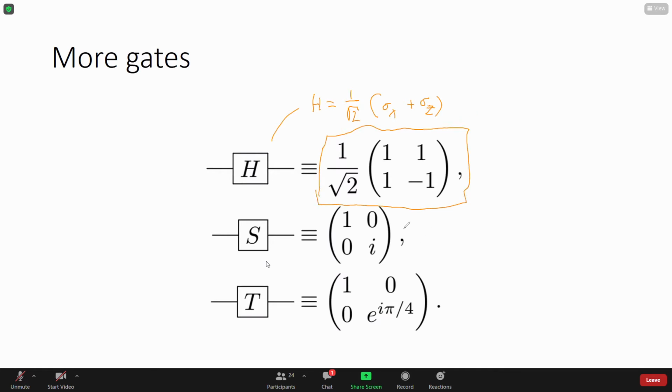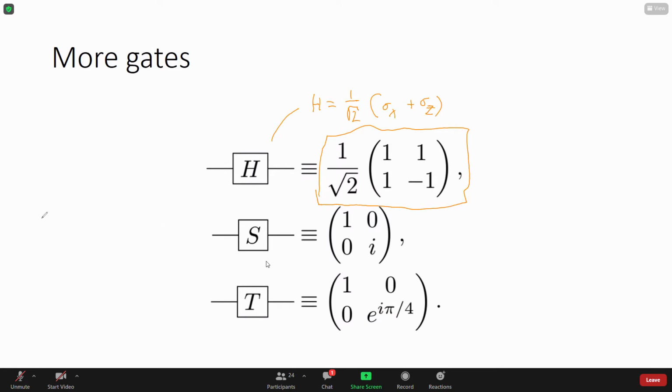And similarly, the S gate and T gate are maybe not used as much as the Hadamard gate, but they will pop up from time to time. So I just put them here. And the reason these three gates go together is that it turns out that you can do any single qubit gates that you want.